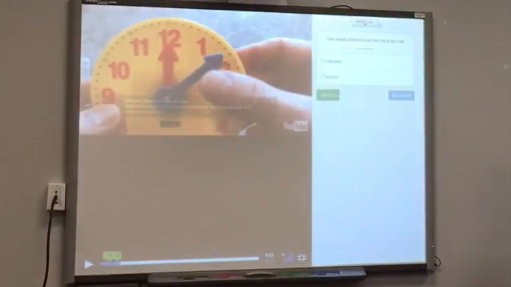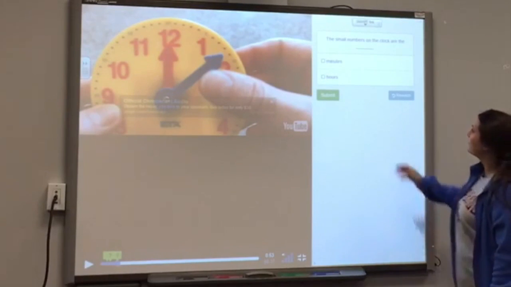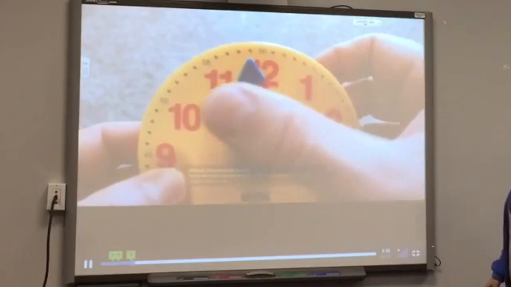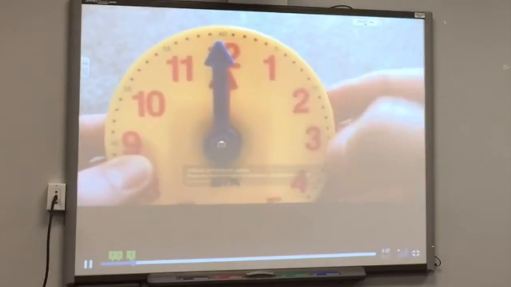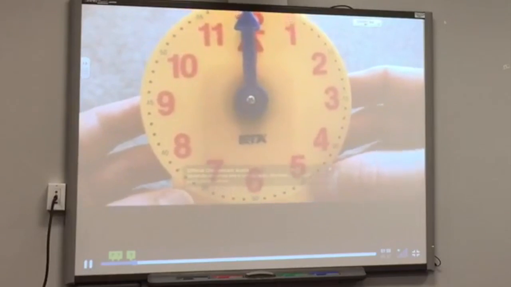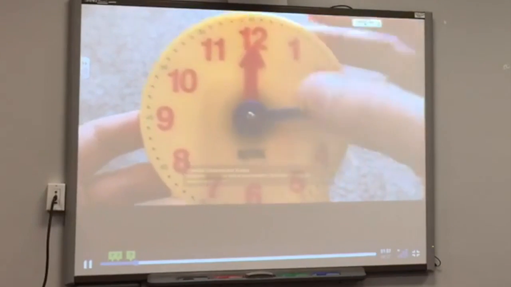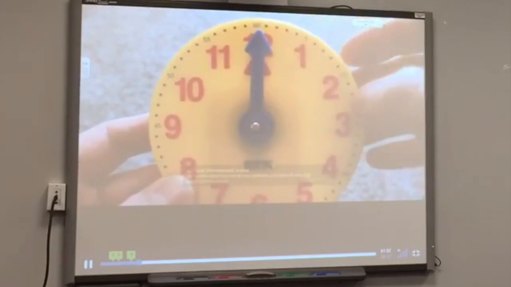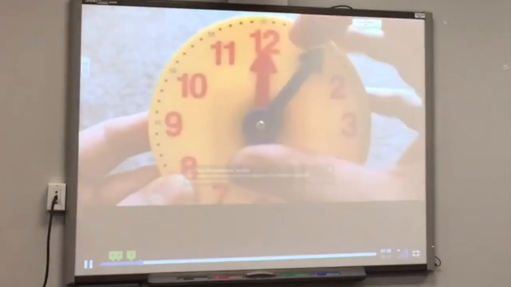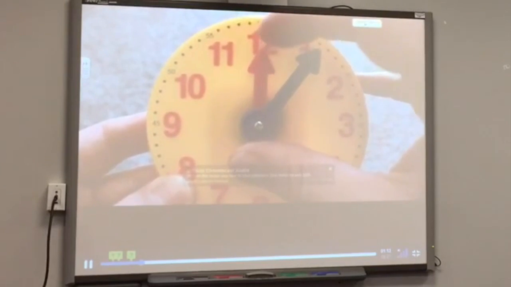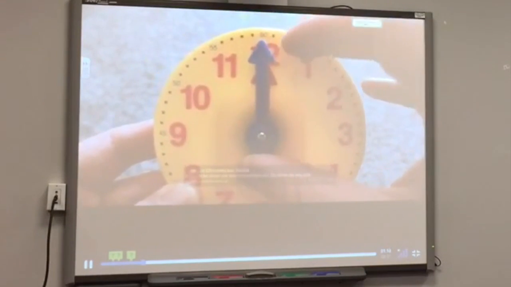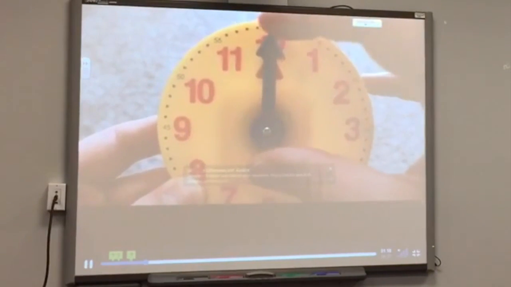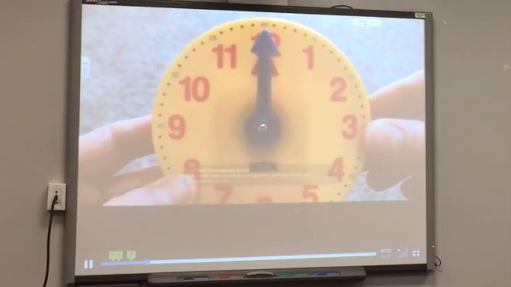So we're going to learn how to skip count by 5 using these small blue numbers around the clock for the minutes. And we'll be using the minute hand for that. So let's go ahead and start with 12 o'clock. Right now the hour hand is on the 12 and the minute hand is on the 12. So it's 12 o'clock. And we're going to go around the clock and skip count by 5s.